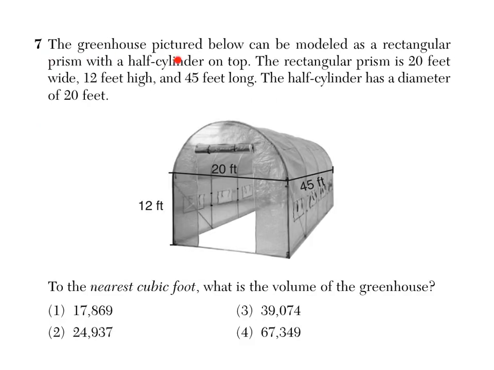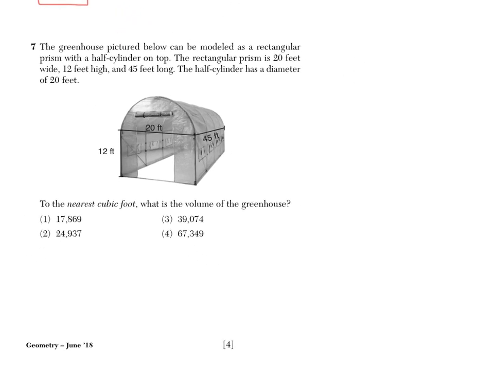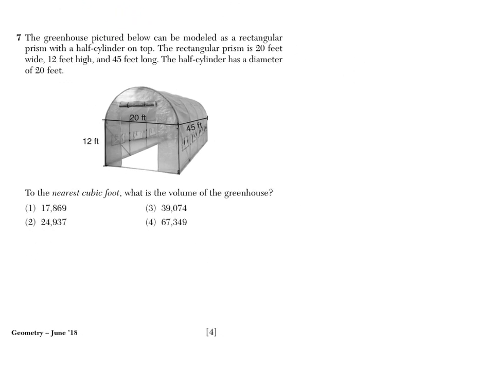Question number 7 says, the greenhouse pictured below can be modeled as a rectangular prism with a half cylinder on top. The rectangular prism is 20 feet wide, 12 feet high, and 45 feet long. The half cylinder has a diameter of 20 feet. So our objective is to determine to the nearest cubic foot what is the volume of the greenhouse. And to determine that, we're going to need to be applying our volume formulas carefully.